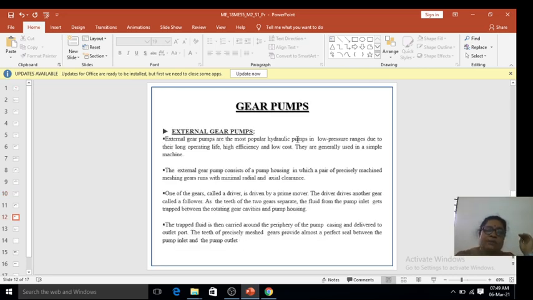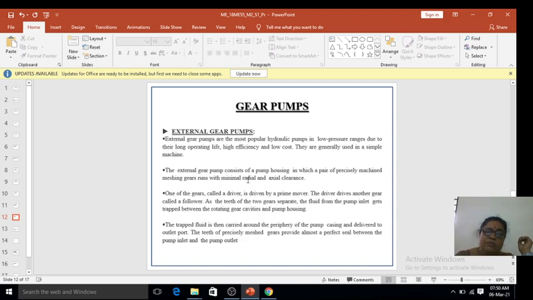Let's go for gear pumps. As I told, there are two types: external gear pump and internal gear pump, and also explain what is the major difference between the external and internal gear pump. Now let's go for external gear pump. These external gear pumps are mostly used in hydraulic pumps where we need the low pressure ranges due to their long operating life, high efficiency and low cost.